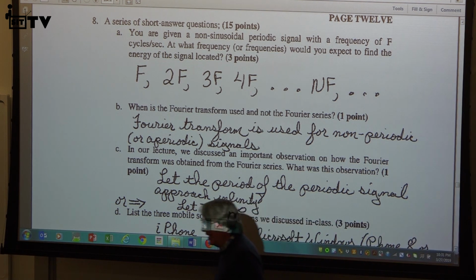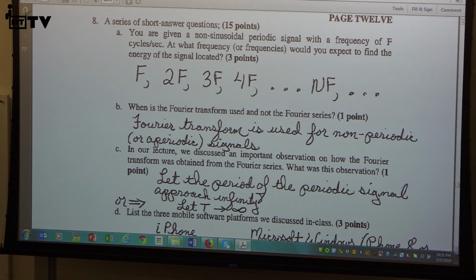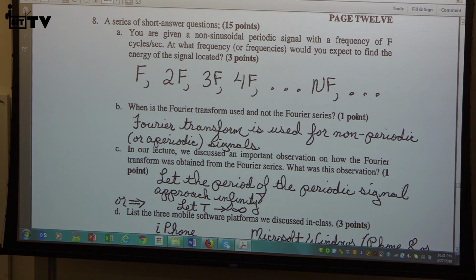I love this question. At what frequencies would we expect to maybe find energy? At the fundamental, the second harmonic, the third harmonic, the fourth harmonic? Now, if it's an odd or even function, Magdalena, I might not have it at those odd or even frequencies, but I'm going to find it at f or 2f, not at 1.73f. Next, when is the Fourier transform used and not the Fourier series? Come on, that's easy. Fourier transform is for non-periodic. Fourier series is for periodic.